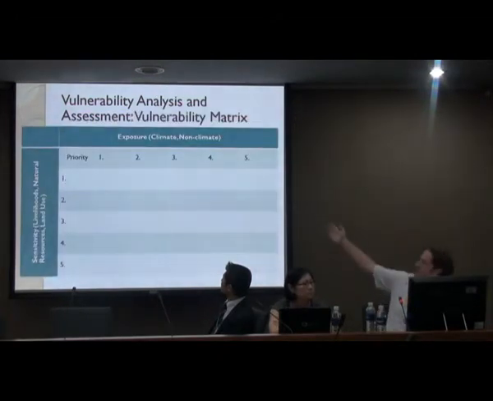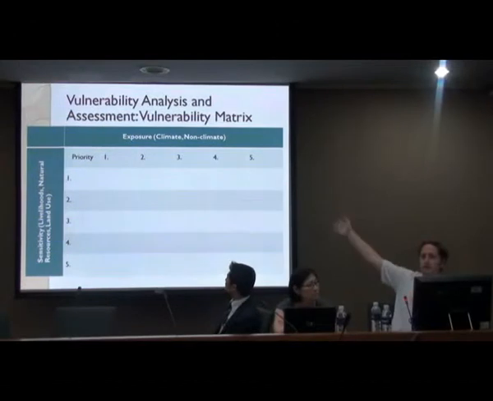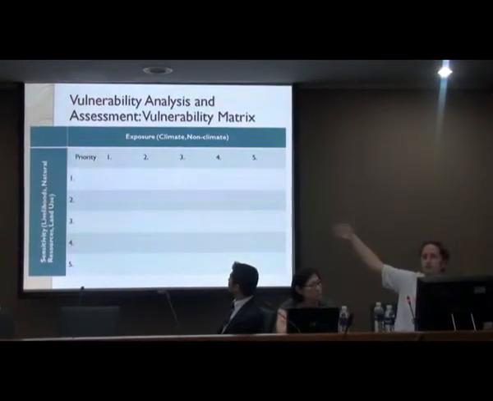But the vulnerability matrix, which is part of the CARE and IDS approach, is a very empowering tool for communities. So you basically pick a set of exposure factors, maybe climate, and then you pick an area of sensitivity, maybe livelihoods, and you say what are the five most important livelihoods, and what are the 5 biggest climate threats, and you rank them in this matrix.